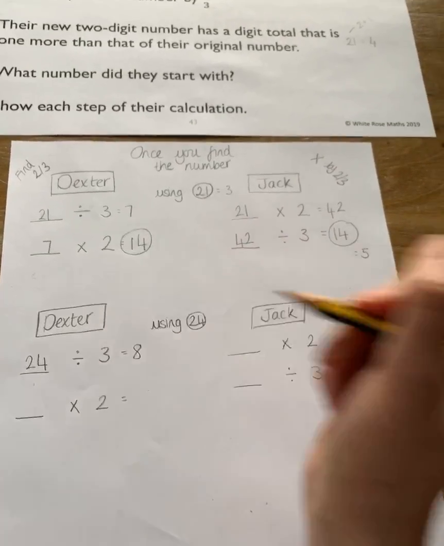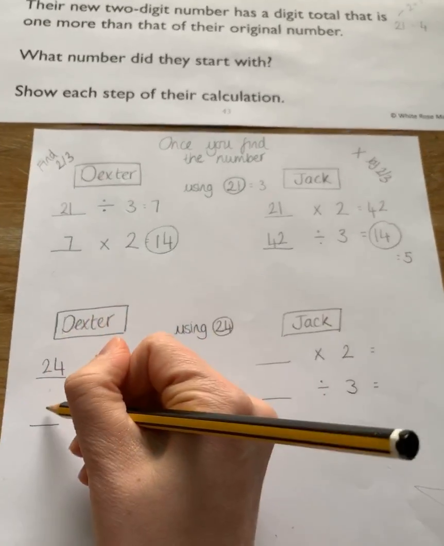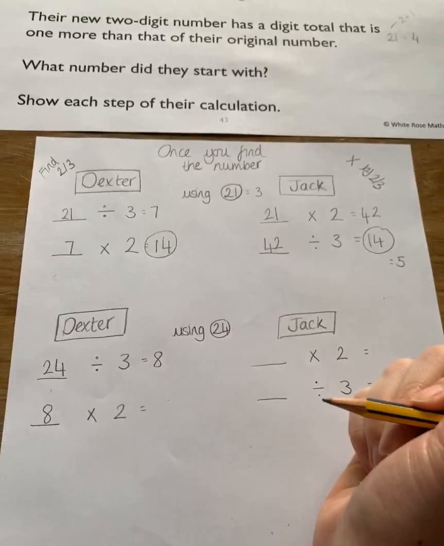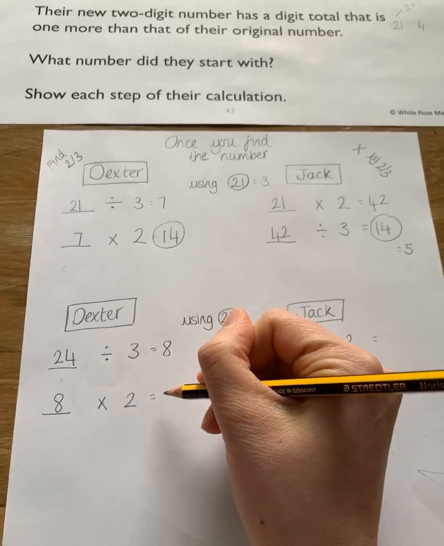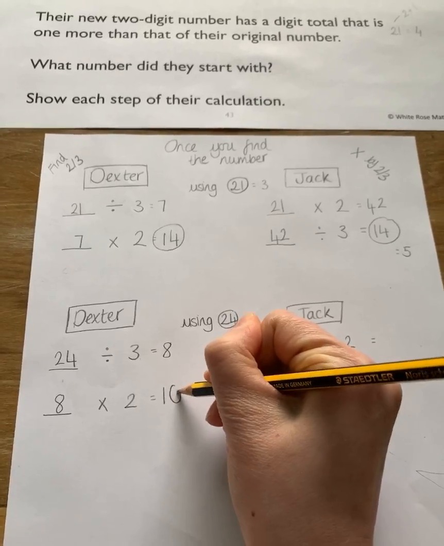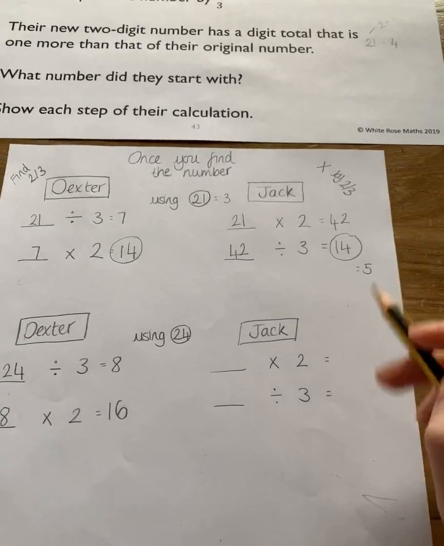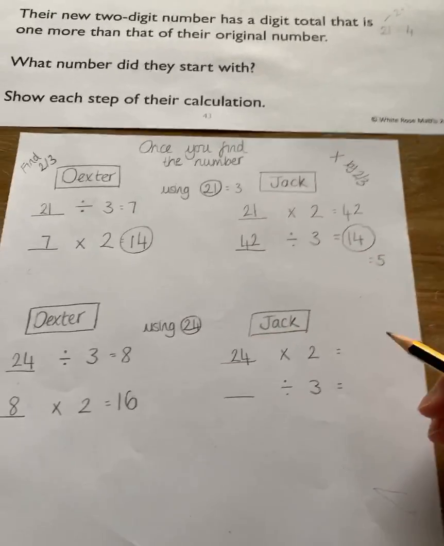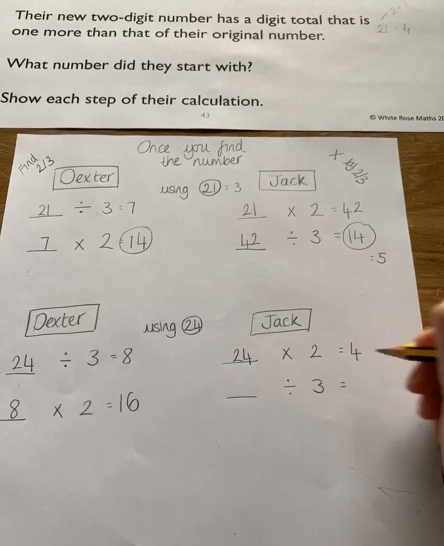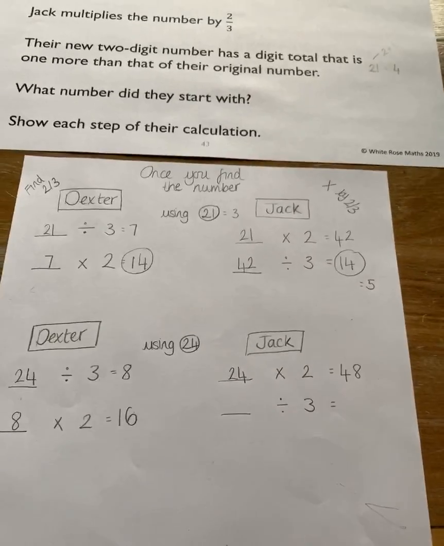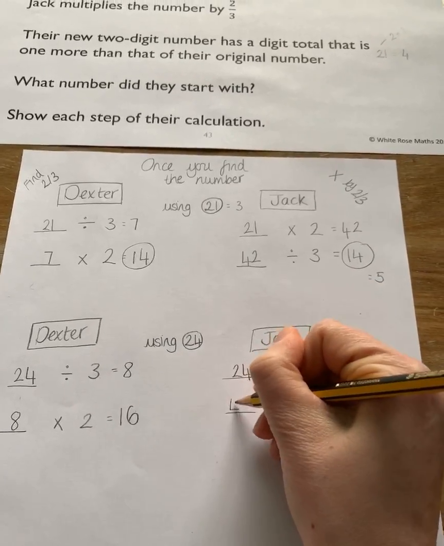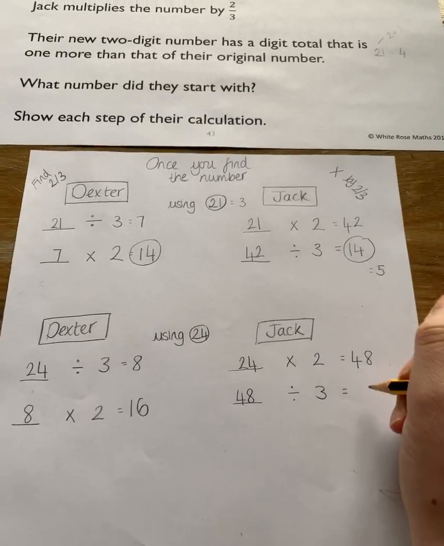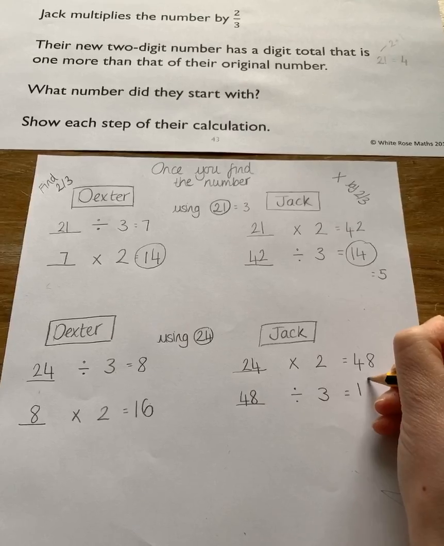And I put my 8 here. I then put my 8 here because I need to find my numerator, so I times it by 2. Give you a moment. 8 times 2 is 16. I then do the same here using 24. So I do 24 times 2, which is 48. I then take my 48 and divide that by 3, which is 16.